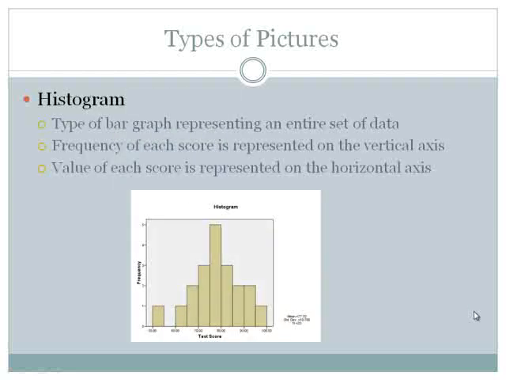Next, we have a histogram. A histogram is a type of bar graph, except that the horizontal axis is a score on whatever it is that you have measured. It's not a category. So the score, for our purpose, is going to be something that is interval or ratio data. Notice the vertical axis actually does represent the frequency with which each of these scores was observed.